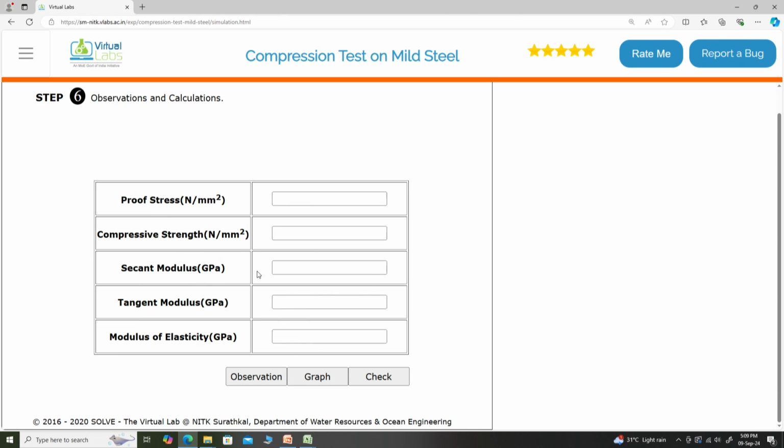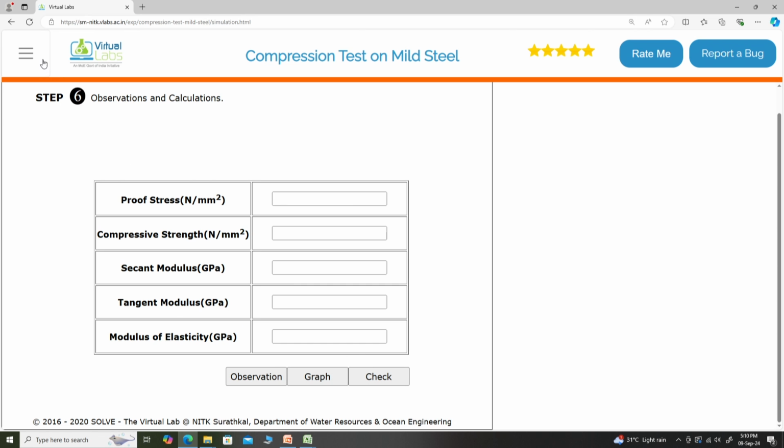Using all those values and the relations, we calculate the proof stress, the compressive strength, secant modulus, tangent modulus, and modulus of elasticity. We can put the values here and check our values using this simulation interface. This is a simulation for the mild steel.